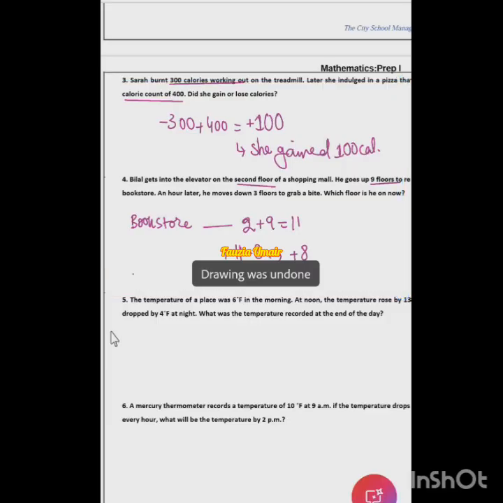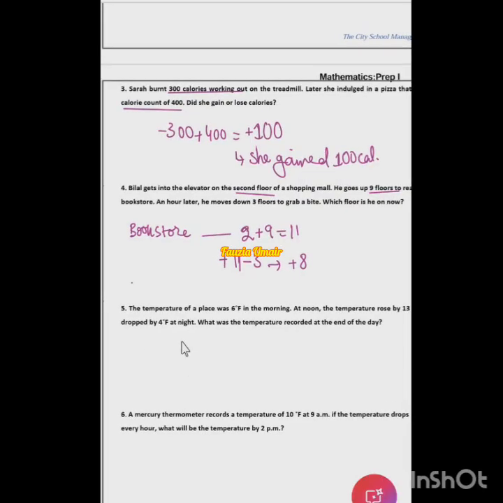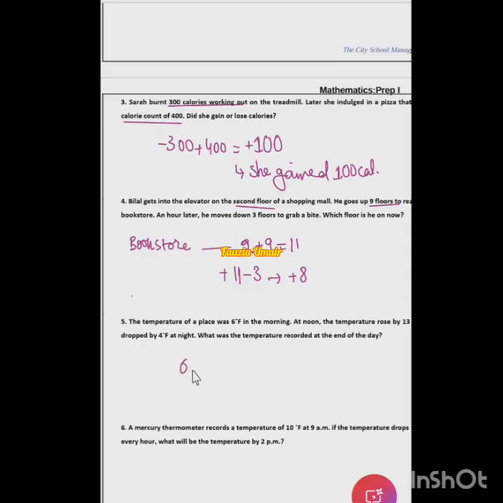All right. The next question is: the temperature of a place was 6 Fahrenheit in the morning. At noon, the temperature rose by 13, and then it dropped by 4. So how are we going to write it down? It was 6 Fahrenheit in the morning, it increased by 13, so plus 13. And then it dropped by 4, which means minus 4. If I ignore the Fahrenheit, it is 6 plus 13 minus 4.